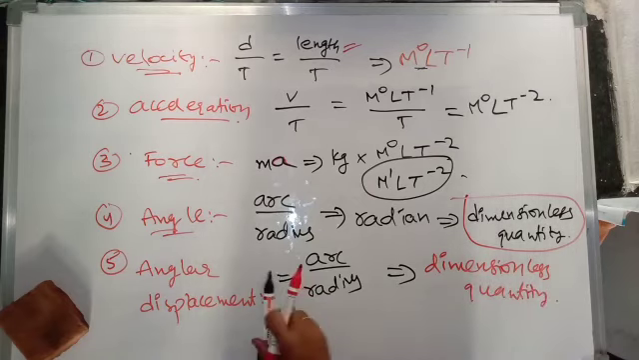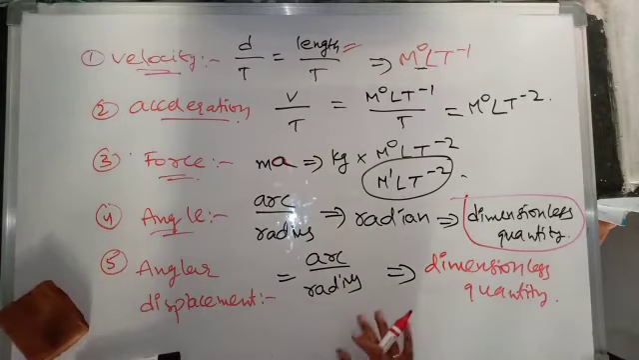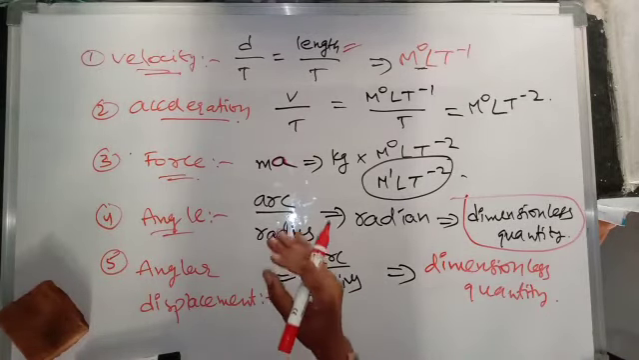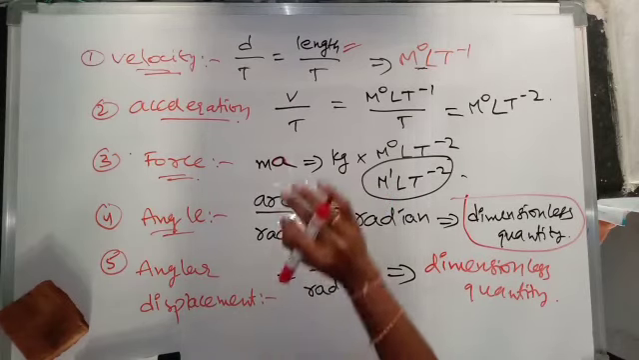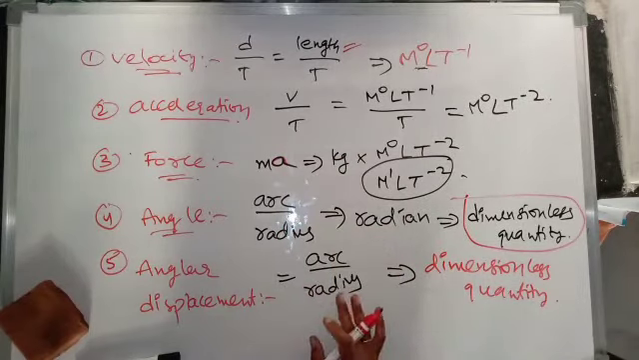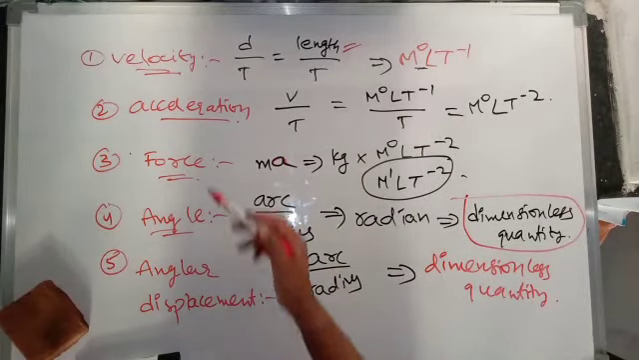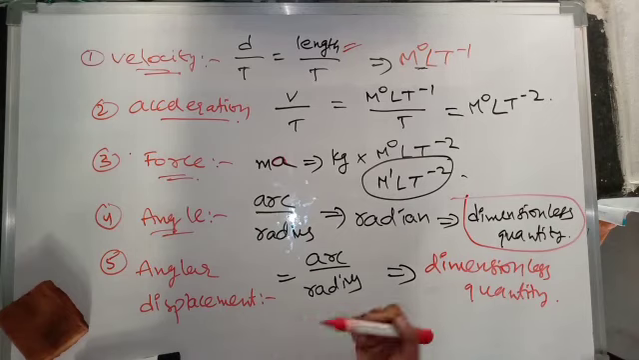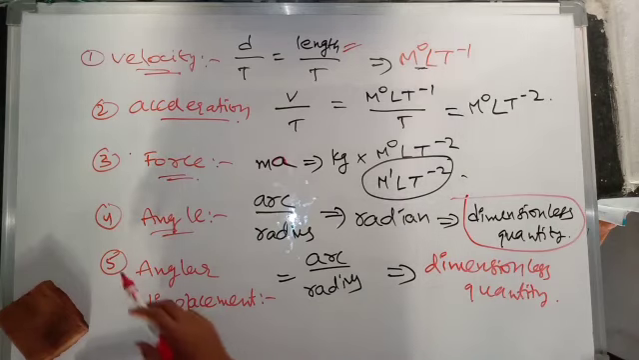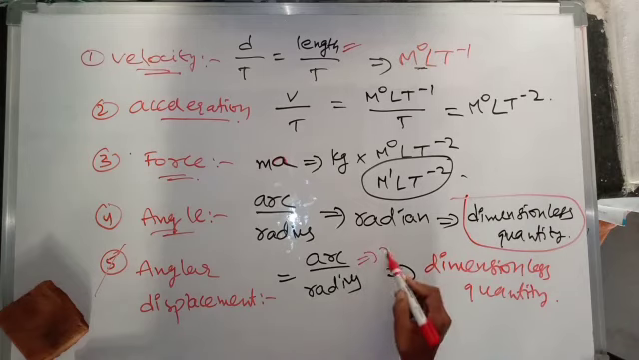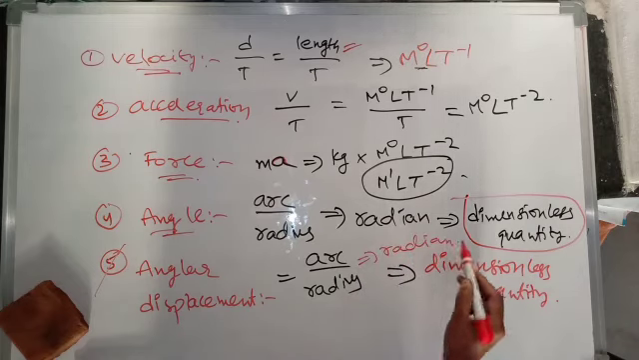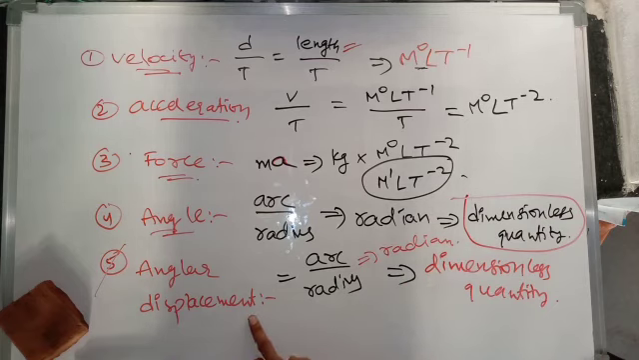So the questions are like this. They will give a question such as: physical quantities which have units but no dimensions. And in the options they will give force, acceleration, angular displacement. What is the answer? Angular displacement. Why? Because it has units, radian is the unit for angular displacement, and it has no dimension. It's a dimensionless physical quantity.